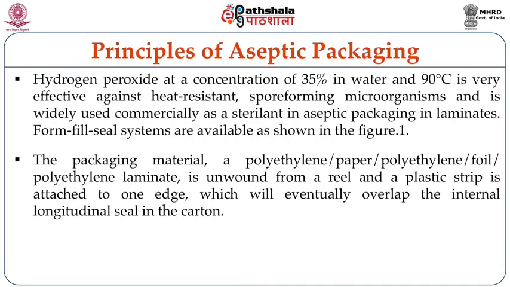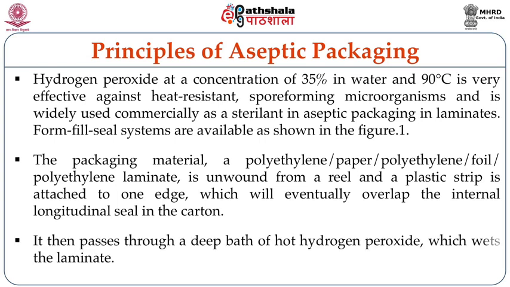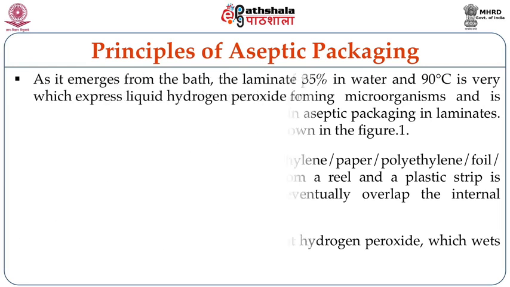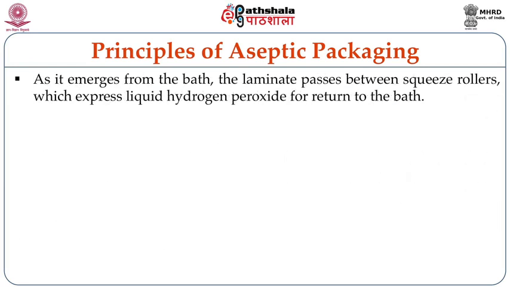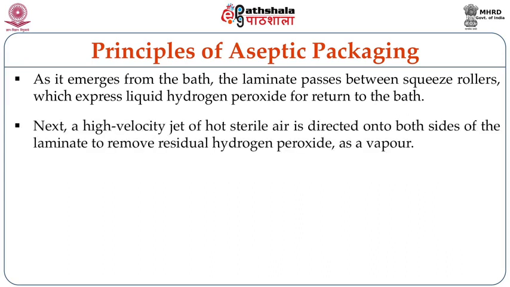The packaging material, a polyethylene, paper, etc., is unwound from a reel and a plastic strip is attached to one edge which will eventually overlap the internal longitudinal seal in the carton. It then passes through a deep bath of hot hydrogen peroxide which wets the laminate. As it emerges from the bath, the laminate passes between squeeze rolls which express liquid hydrogen peroxide for return to the bath. Next, a high-velocity jet of hot sterile air is directed onto both sides of the laminate to remove residual hydrogen peroxide as a vapor.